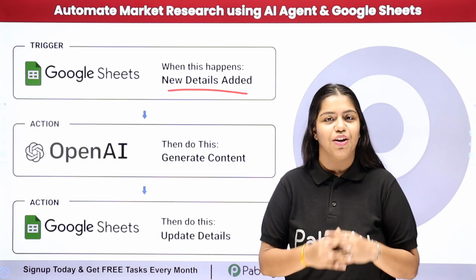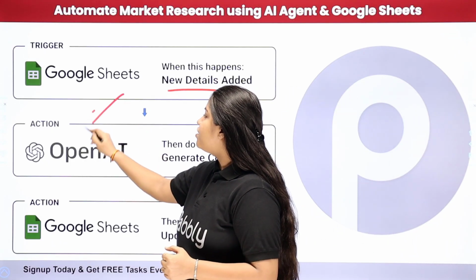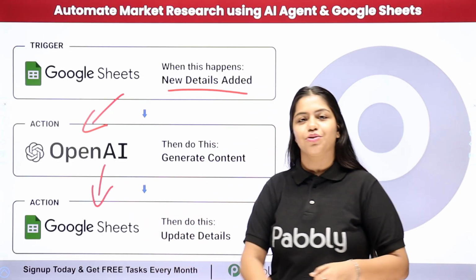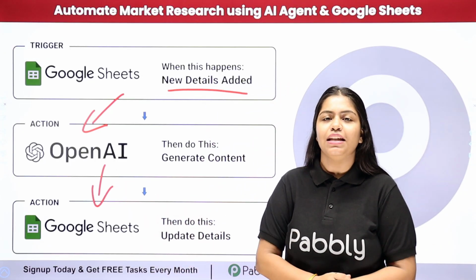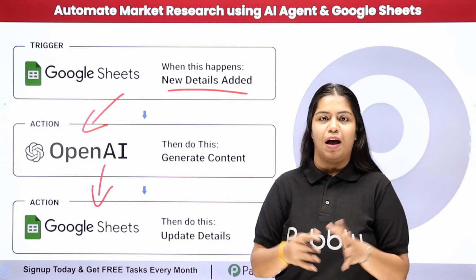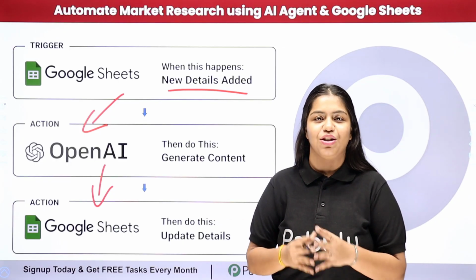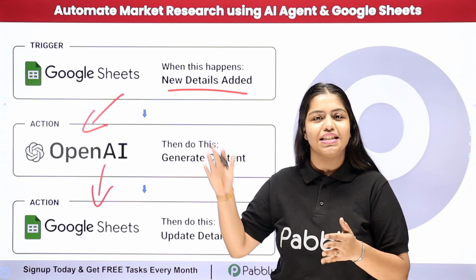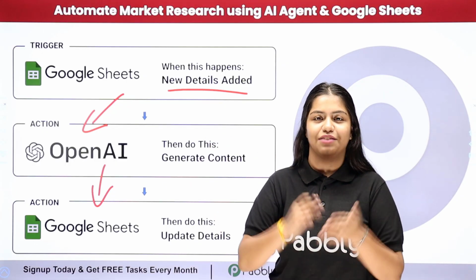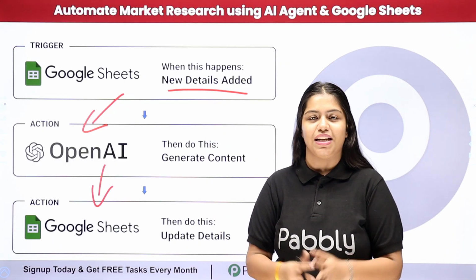So to do this, we are simply going to create a connection between Google Sheets, OpenAI and Google Sheets, and to create this connection without knowing any programming or coding language, we are going to use Pabbly Connect. It is an amazing automation software. So if you also want to create this amazing automation for your own business, then for that you have to come with me towards my screen.